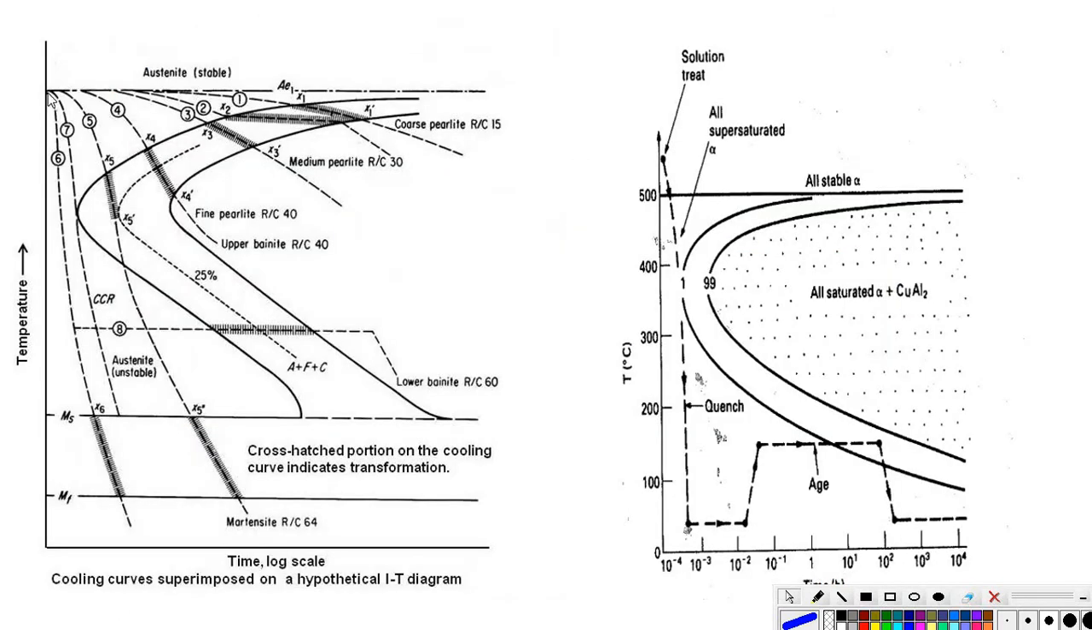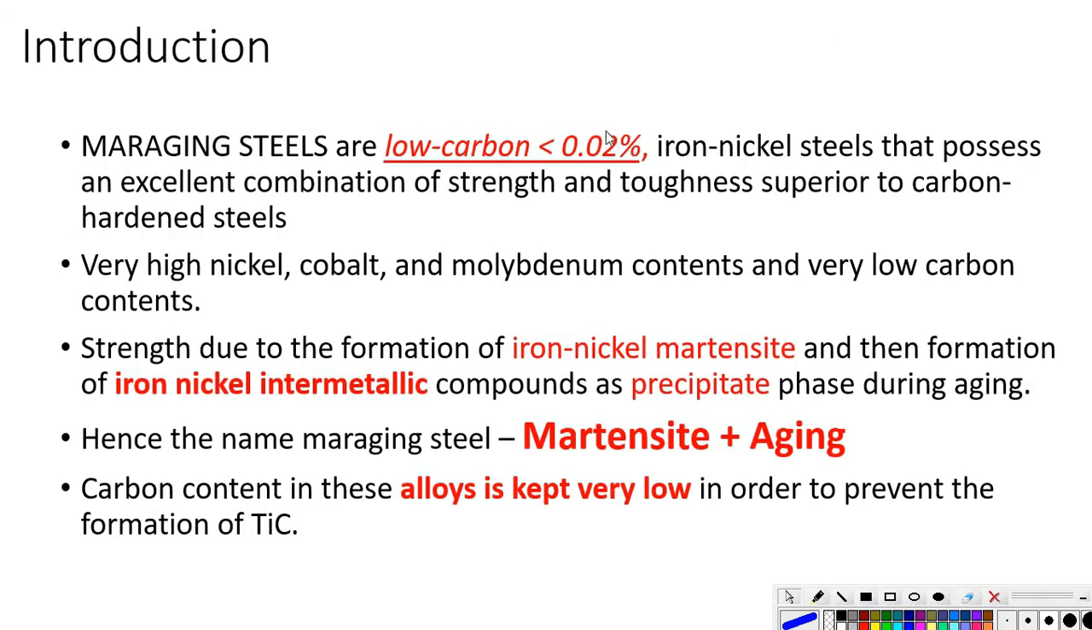But here in the Maraging steel we use a very low carbon percentage, less than 0.02%. Even though the process is the same, in Maraging steel the martensite produced will be soft. It is not very hard because of the very low percentage of carbon. The main agent for improving the hardness is carbon. In Maraging steel, we have only a very low percentage of carbon. So even after the quenching process, the final martensite will be soft. That martensite is called lath martensite, because here we use a very low percentage of carbon.